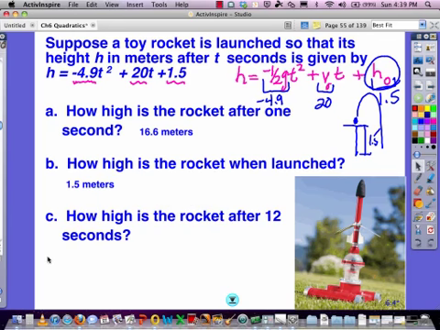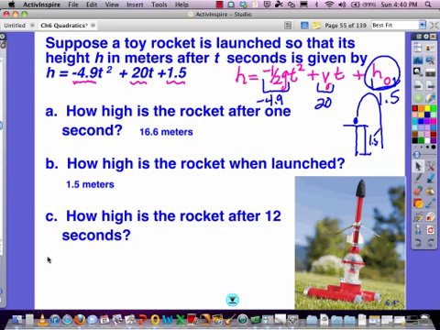How high is the rocket after 12 seconds? So again, you're going to put your 12 in, do the math like you did on the first one. I'm going to ask another question. What is the initial velocity of this rocket on launch? And you should be able to tell me the initial velocity is 20 feet per second squared.